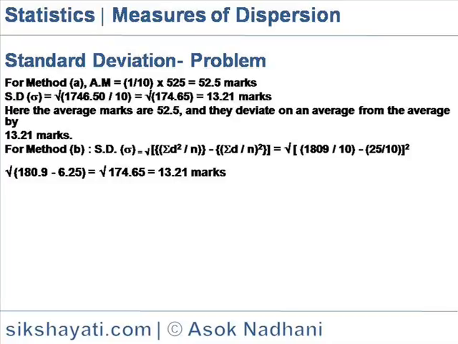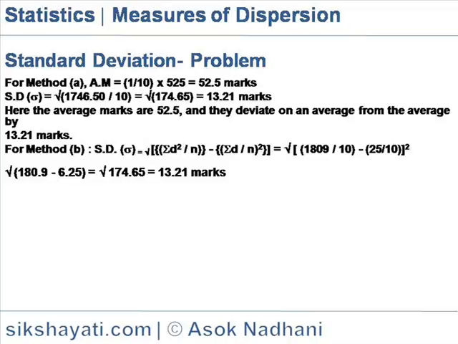Now in method B, standard deviation from assumed mean, we have sigma is equal to square root of sigma d square by n minus sigma d by n whole square, is equal to square root of 1809 by 10 minus 25 by 10 whole square, is equal to square root of 180.9 minus 6.25, is equal to square root of 174.65, is equal to 13.2 marks.